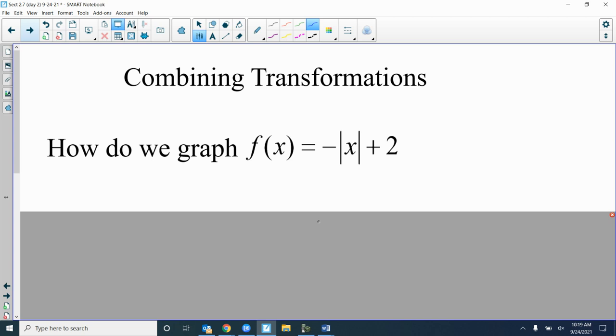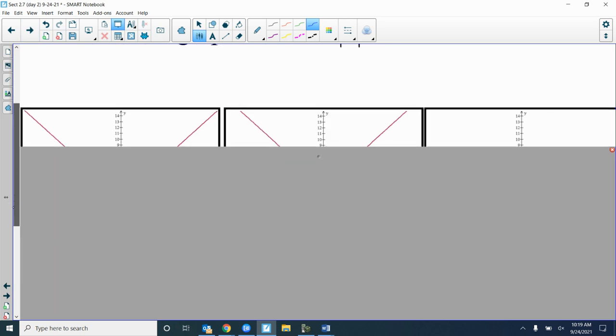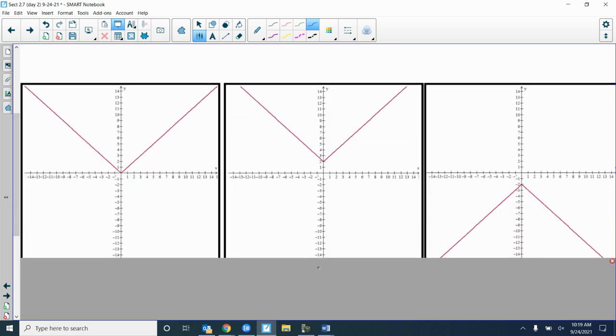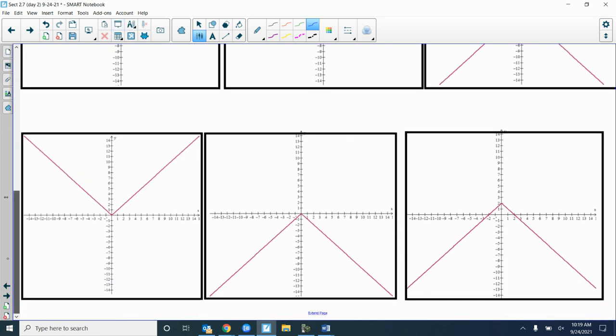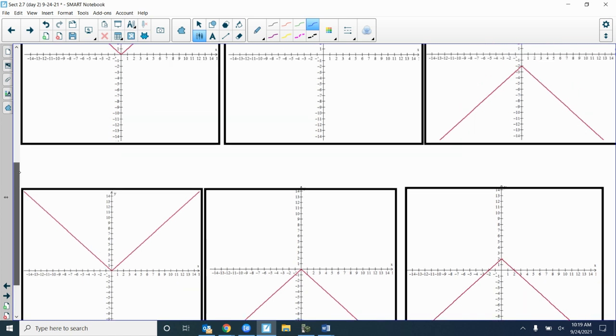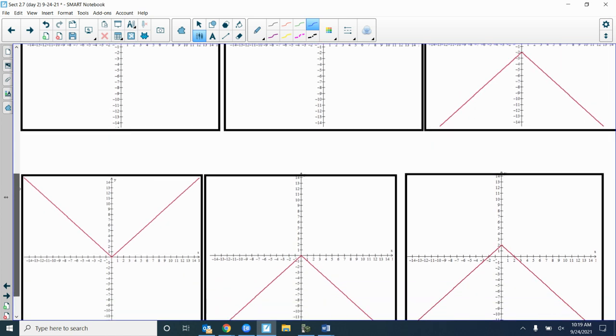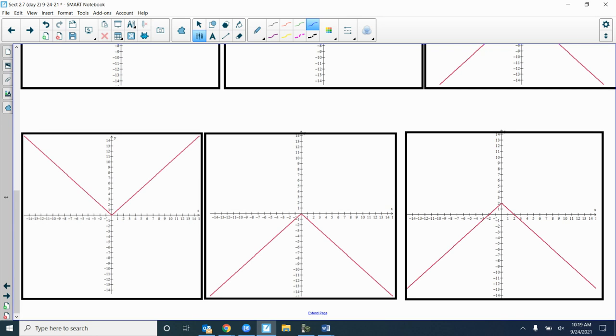So now, if I move it up 2 and then reflect it over the x-axis, I get that graph. If I reflect it first and then move it up 2, I get a different graph. Okay, those are not the same graph. So that means order is very important. You just can't randomly pick how you're going to transform it. You can't just flip it and then move it up, or move it up and then flip it. You get two different answers.